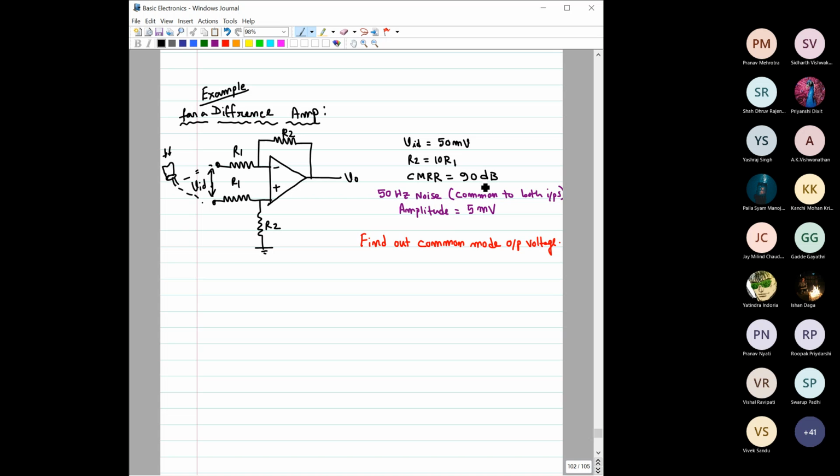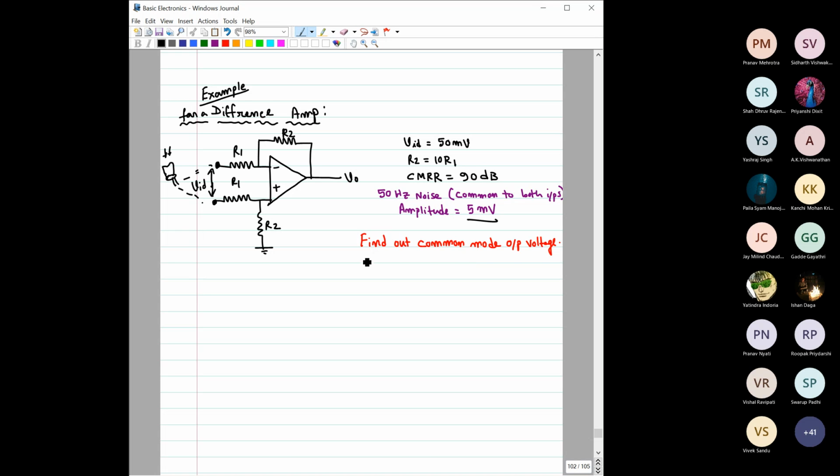The CMRR of this op amp is defined as 90 dB, and 50 hertz noise is present because the power comes from the household electrical supply, which is a 50 hertz sinusoidal signal. This 50 hertz noise will be the same for both this input as well as this input. So basically this 50 hertz noise can be considered as the common mode signal, and say its amplitude is 5 millivolt, just for example.